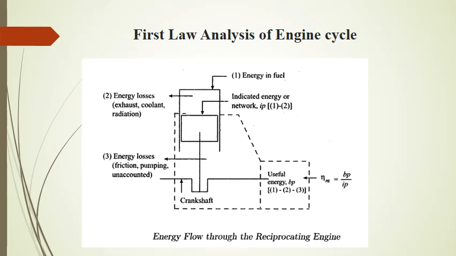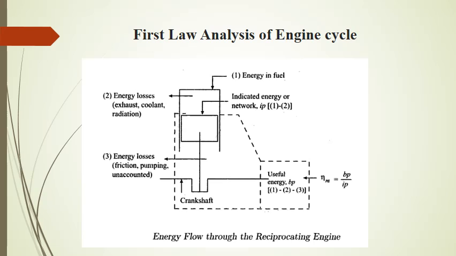In the reciprocating internal combustion engine, fuel is fed in the combustion chamber where it burns in the air, converting its chemical energy into heat. The whole of this energy cannot be utilized for driving the piston, as there are losses to the exhaust, to the coolant and to radiation. The remaining energy converted to power is called the indicated power. This is utilized to drive the piston.